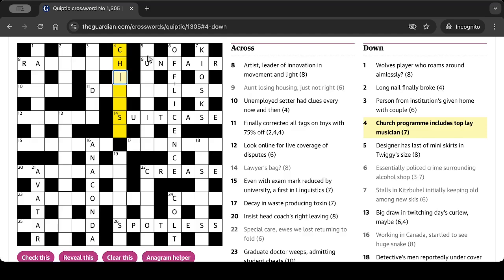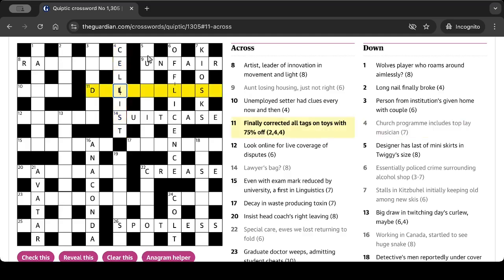So I initially, just as I was recording, thought chorist. But actually, I think cellist might work. Let's just see if that's the case. So church could be CE, so Church of England. A program could be a list, L-I, we've got 2 L's, I-S-T. And if the word list includes the top of lay, which is an L, that gives us cellist, which is the musician. Does that help us with 11 across?